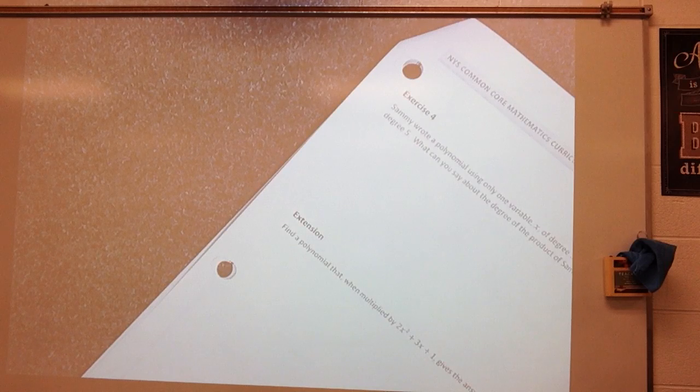All right, exercise number 4 says this. Sammy wrote a polynomial using only one variable, x, of degree 3. Maisha wrote a polynomial in the same variable of degree 5. What can you say about the degree of the product of Sammy's and Maisha's polynomials?